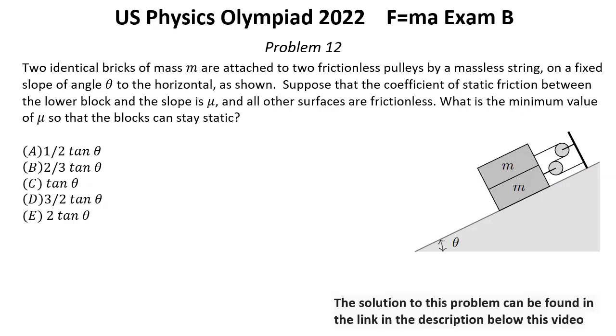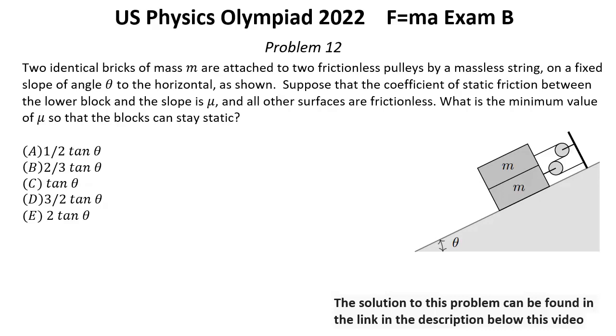Problem number 12. Two identical bricks of mass m small are attached to two frictionless pulleys by a massless string on a fixed slope of angle theta to the horizontal, as shown. Suppose that the coefficient of static friction between the lower block and the slope is μ, and all other surfaces are frictionless. What is the minimum value of μ so that the blocks can stay static? Solution for problem number 12.